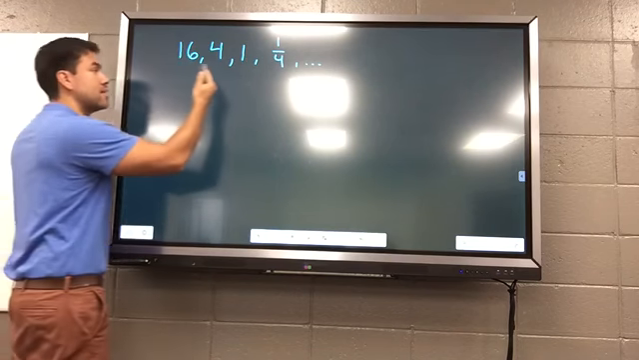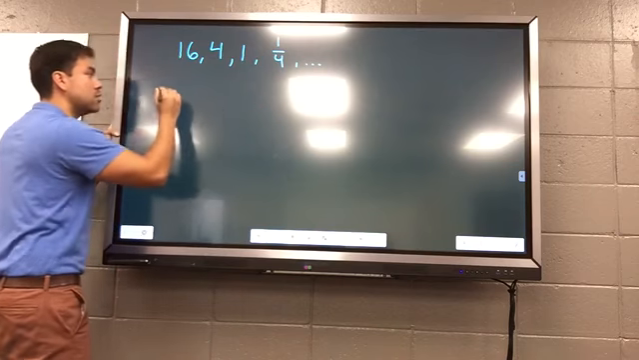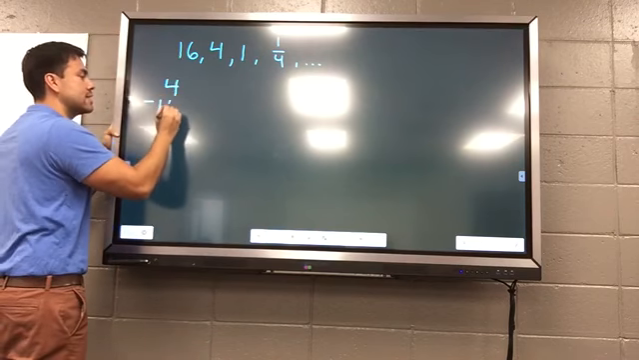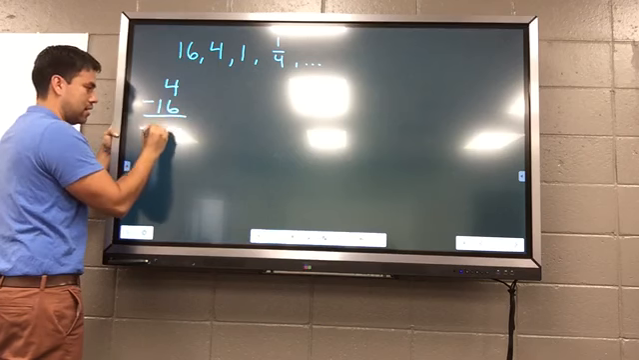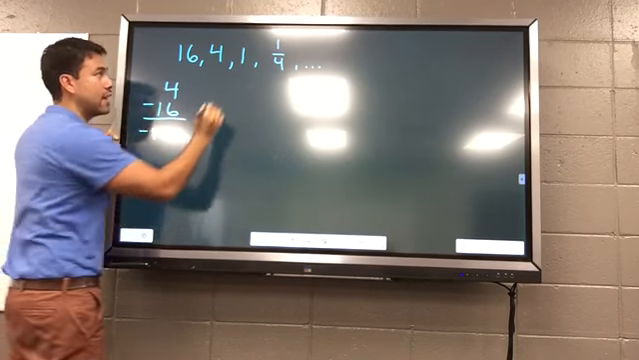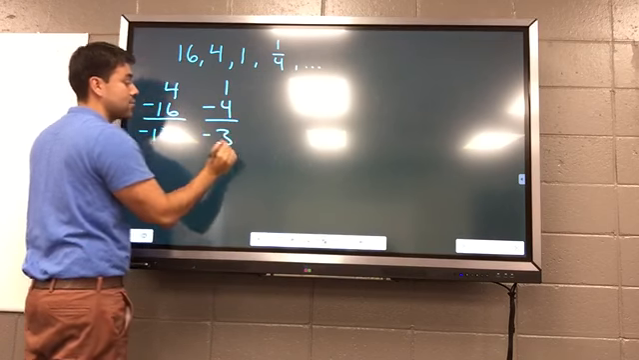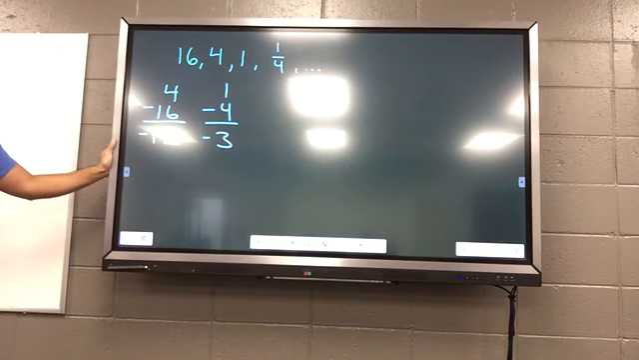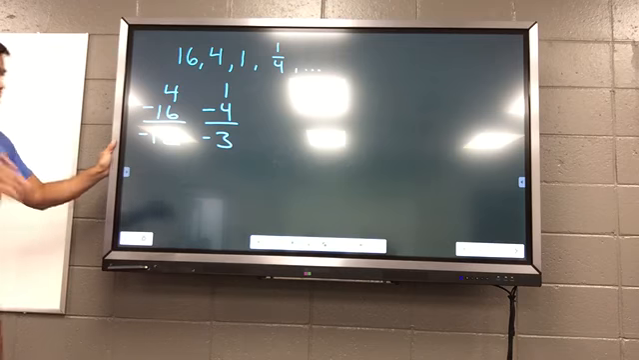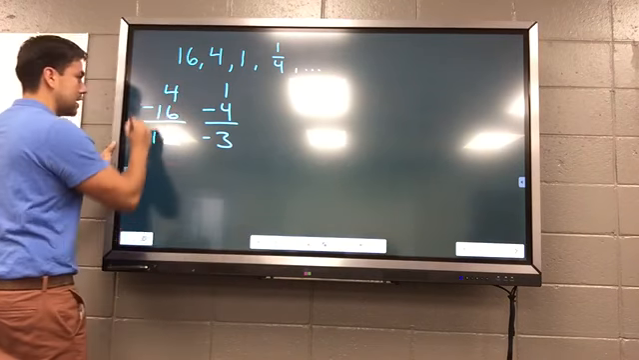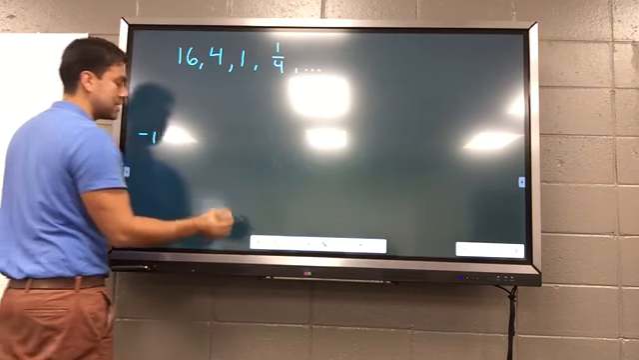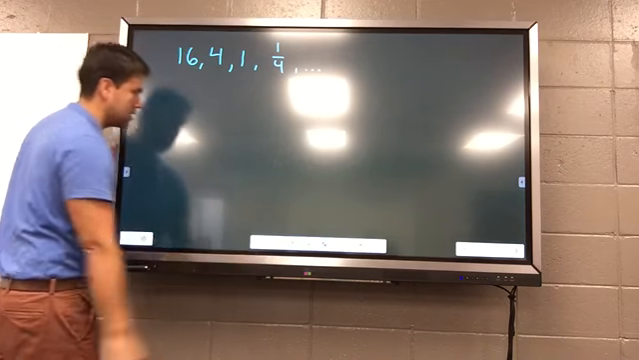If I want to find out if this is arithmetic, I would do 4 minus 16. And what would that give me? Negative 12. And then I'm going to do 1 minus 4. And what does that give me? Negative 3. Now, is it arithmetic? No, because it doesn't have a common difference. So it is not arithmetic. But just because it's not arithmetic doesn't mean it's not a sequence.